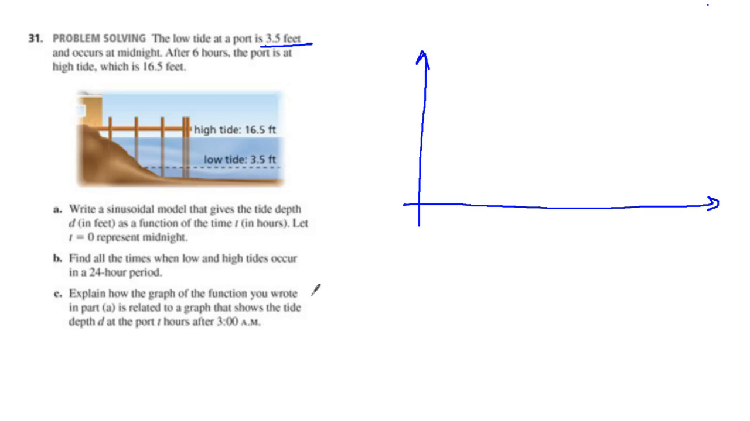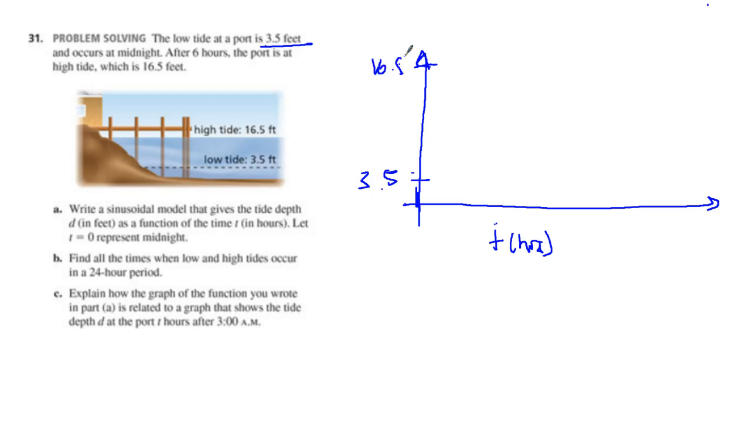So let t equals 0 be midnight. So we have our midnight at t equals 0, right? So this is t equals 0 right here, this line right here. And what's our depth? Our depth is 3.5 feet. So let's put 3.5 down here. And 6 hours, so t equals 6. So this is t in hours. After t equals 6, it will reach right here, which is 16.5.